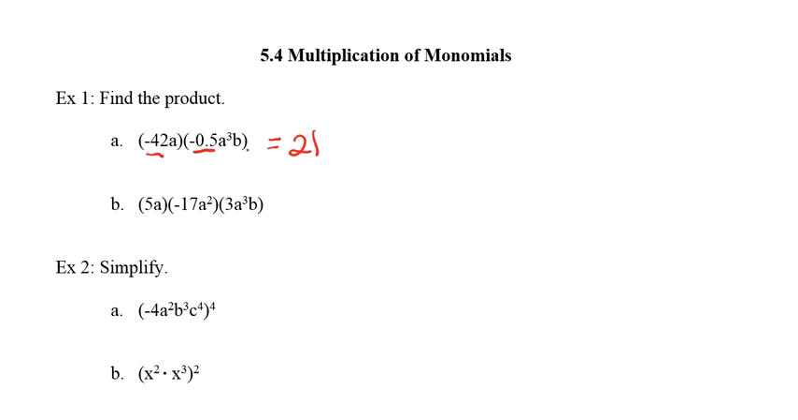When we go to put the variables together, we have to put like ones, so the A's are going with the A's. And what this is saying is I have a single A, I'm multiplying it with 3 more A's, that's what a to the third is. As you can see, I now have 4 A's, so this becomes a to the fourth. There are no other B's except for this B at the end, so it's just a single B. So the product of negative 42A times negative 0.5A cubed B is 21A to the fourth B.